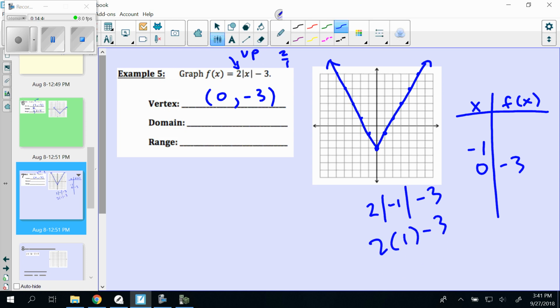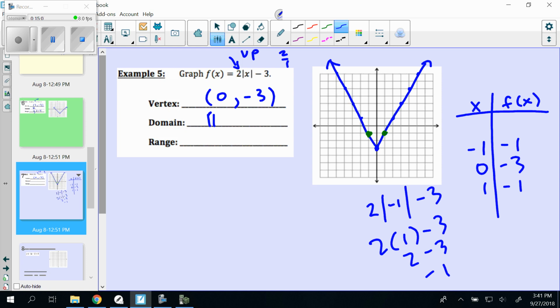2 times 1 is 2, minus 3 is -1. So -1 should be a point, and just looking at that, yes, that point goes through our graph. There should be a symmetrical point at this point, and you can see right there. So you get the same points if you make the table.